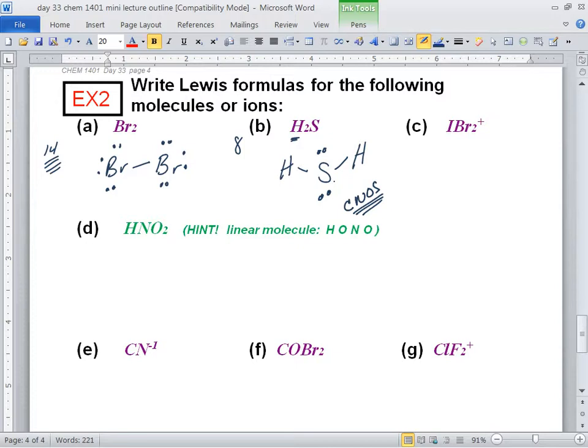Okay, do IBr2 plus. I'm giving you the hardest one here. IBr2 plus. So which element goes in the center? Iodine. Iodine goes in the center. Doesn't matter where you put these bromines. We haven't figured out shape yet. We're getting there. Figure out the total number of valence electrons. See what you can do to make octets around things. And remember, double bonds only go with CNOS.